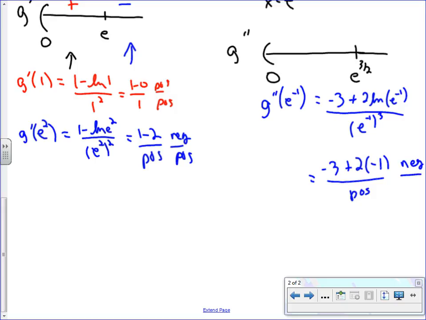Negative divided by a positive means that this is going to be negative. Does everybody see how that works? Okay, so now e to the negative, what's e? 2.7, and you're going to raise it to the negative 1 power, which makes it 1 over 2 pi.